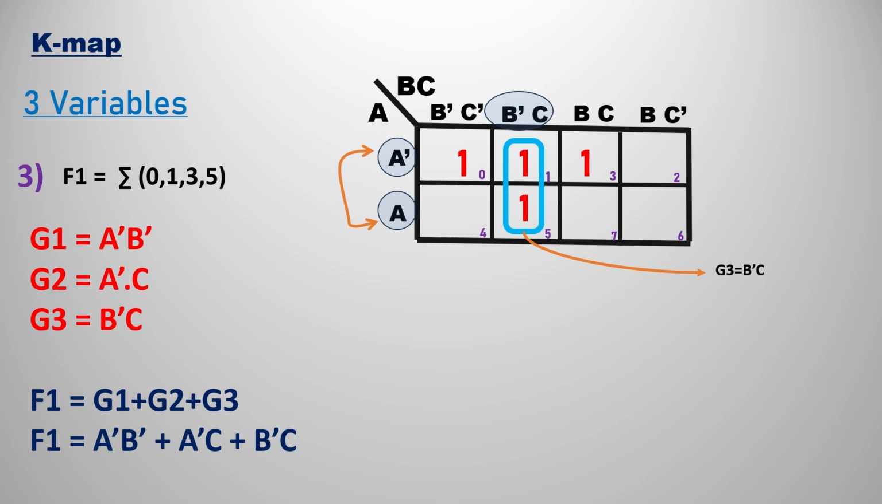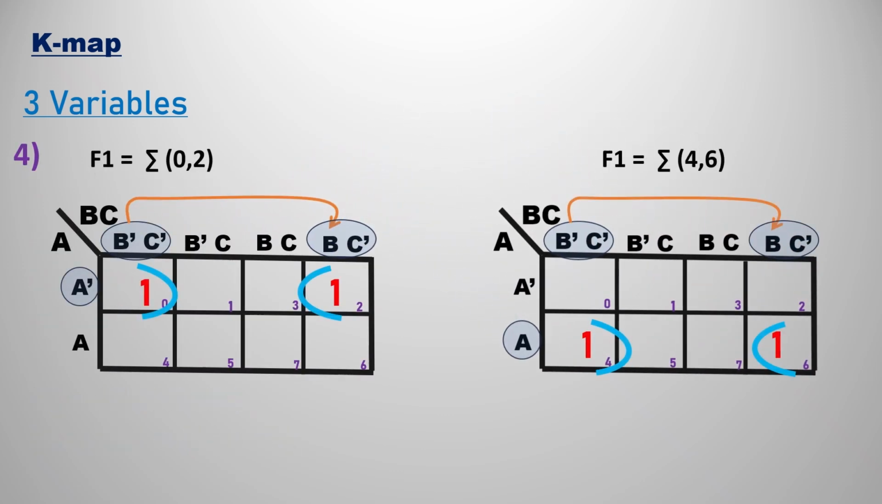Likewise you can find any of the 3 groups. For this third group I have found this vertically, that is B bar C. A bar is changed to A, so you should not consider the variable A. You should only take the variables B bar C, that is above that one. So that is G3, that one only you should add. So that is our final output. I hope you understood the procedure.